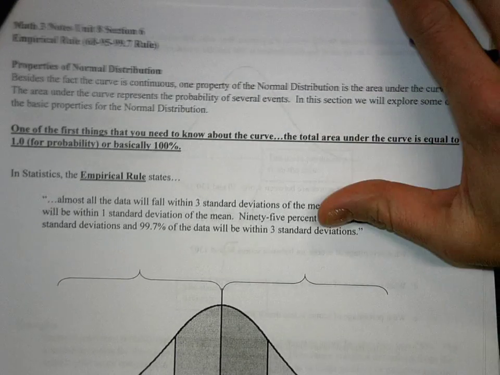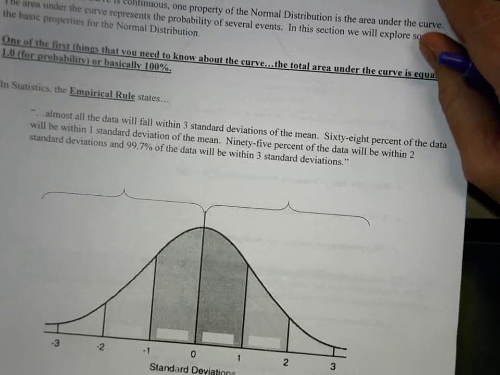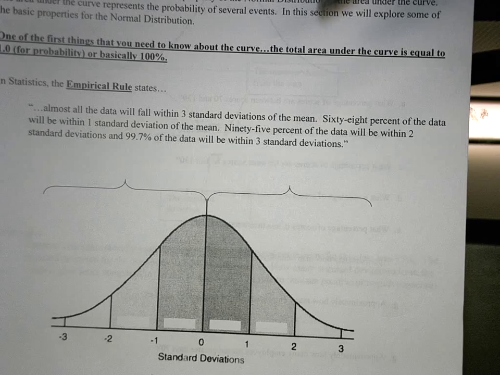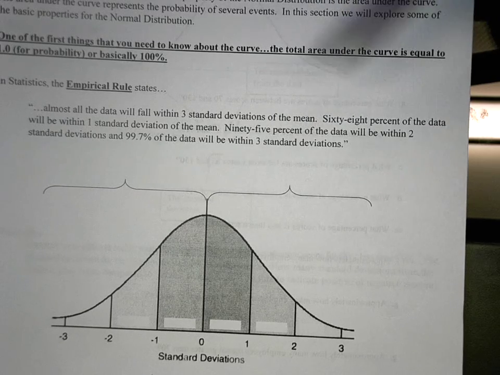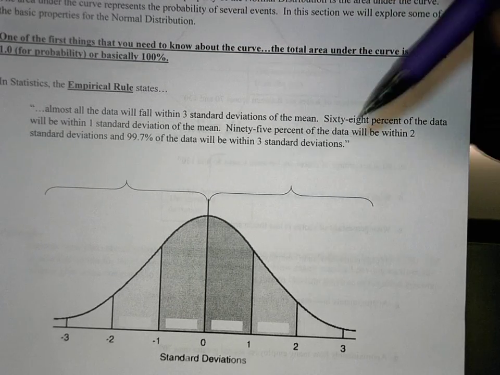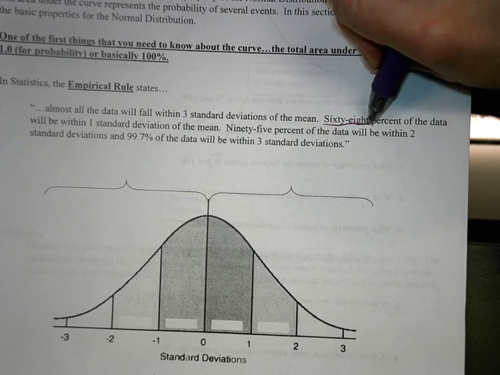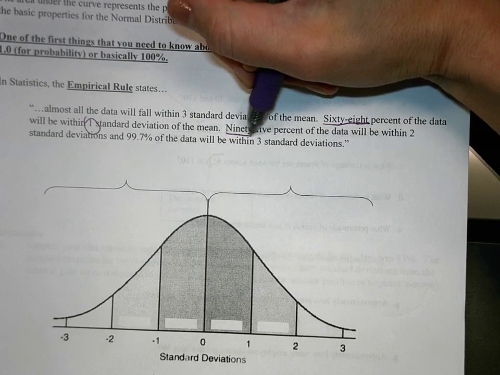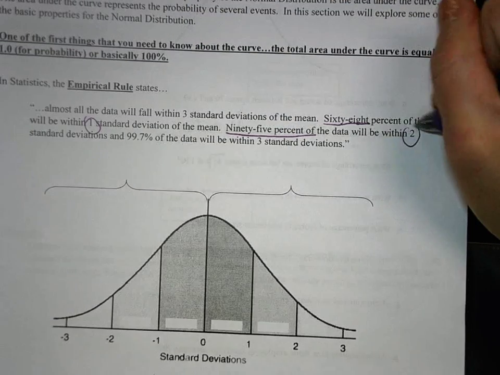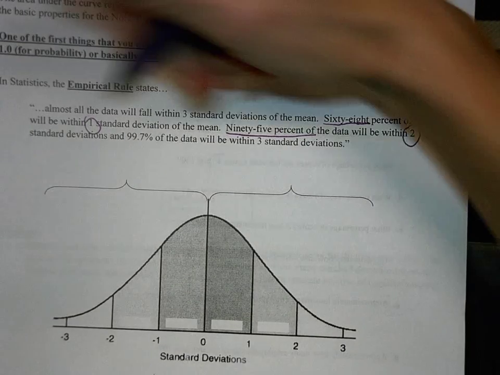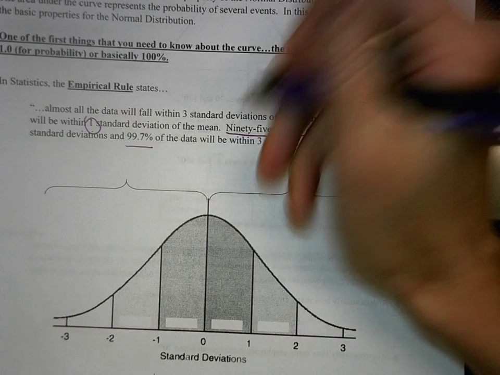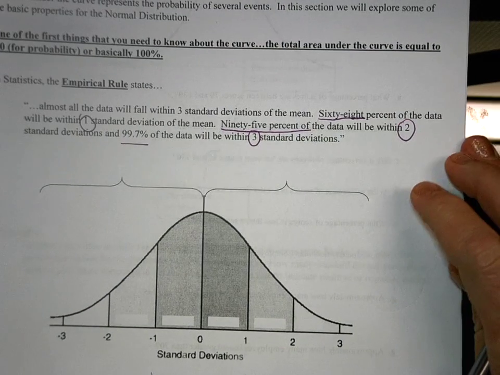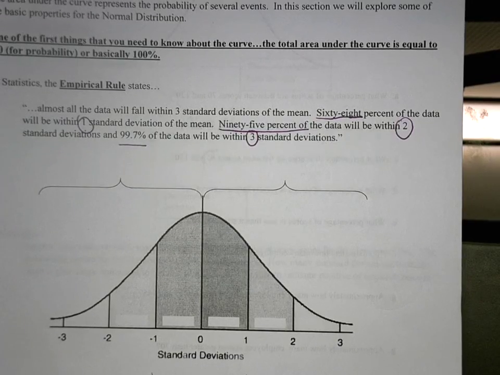Okay? In statistics, the empirical rule states almost all the data will fall within 3 standard deviations of the mean. 68% of the data will be within 1 standard deviation, so this is where the 68 is coming from. So 68 is within 1 standard deviation. 95% of the data will be within 2 standard deviations, and 99.7% of the data will be within 3 standard deviations. So almost all the data will be within 3 standard deviations.